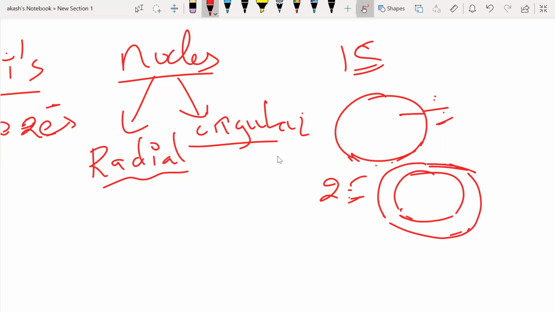Okay, this is how 2s will look. Basically, you see in this area, the area which I am marking, no electrons are present. Now these are what are called radial nodes. These kinds of nodes are what are called radial nodes.